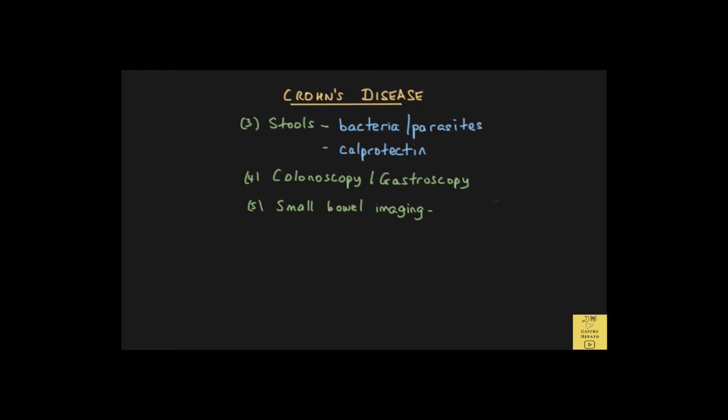Small bowel imaging including CT enterography, MR enterography, or small bowel imaging X-ray. These tests are done to exclude part of the intestine that cannot be seen clearly by colonoscopy or gastroscopy. MRI enterography is recommended for the younger population because there is no radiation exposure.